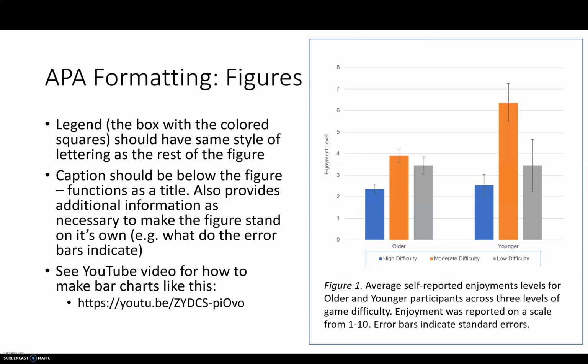Now the figure. There are lots of different figures that can show up in APA formatted papers. This will be experimental data. A factorial design you'll often see depicted still in a bar chart. However, this is a little bit fancier of a bar chart than we've made before. So I made another little YouTube video for how to make bar charts like this with the columns clustered together.